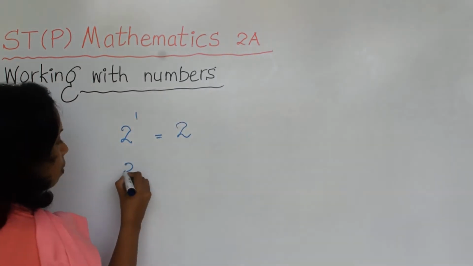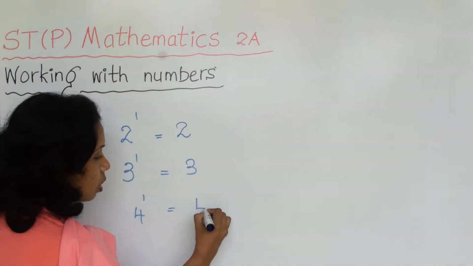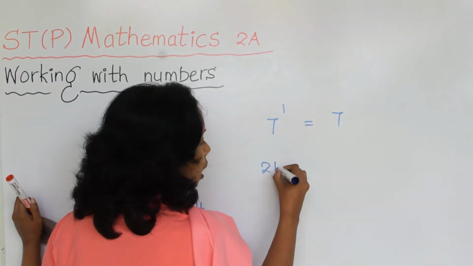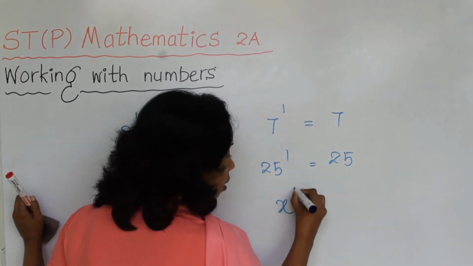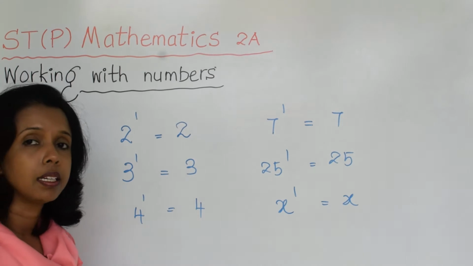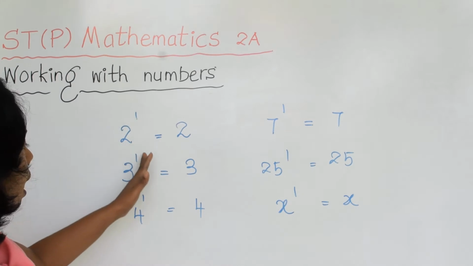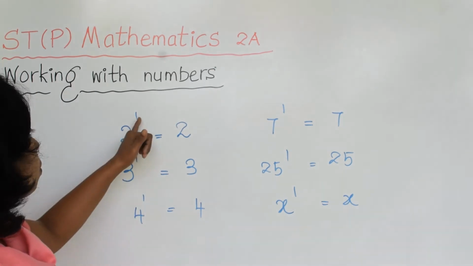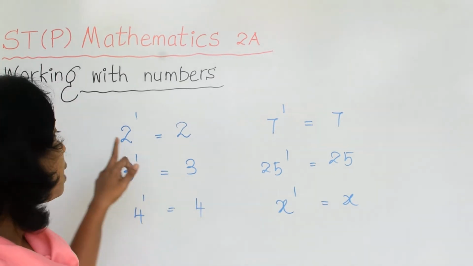Then 3 to the power 1, it is 3. 4 to the power 1, it is 4. 7 to the power 1, it is 7. 25 to the power 1, answer is 25. X to the power 1, answer is x. Now, what does that mean? What is the theory we can learn from this? If you have a number in index form and your index value is 1, what will be the answer? The answer will be similar to the base value.